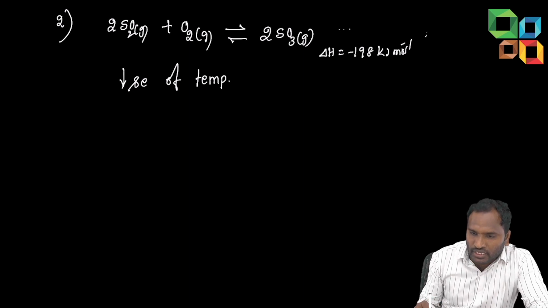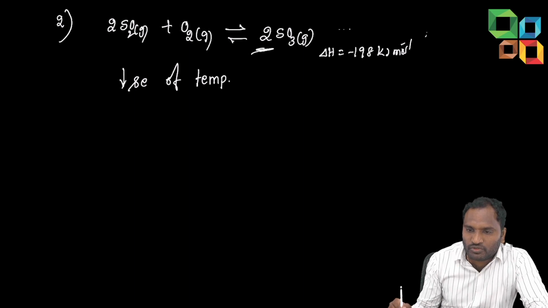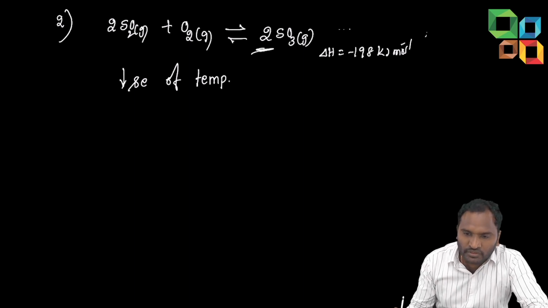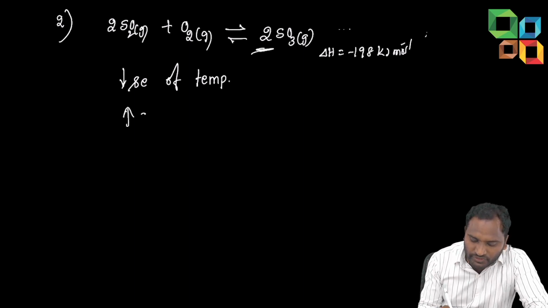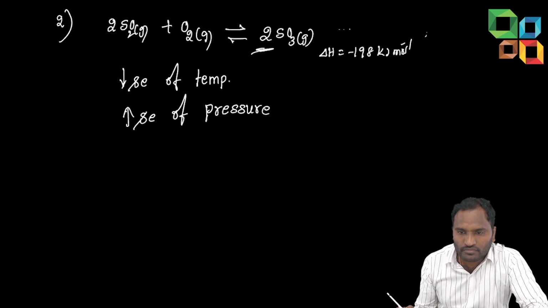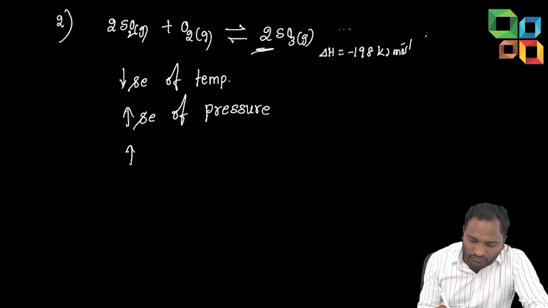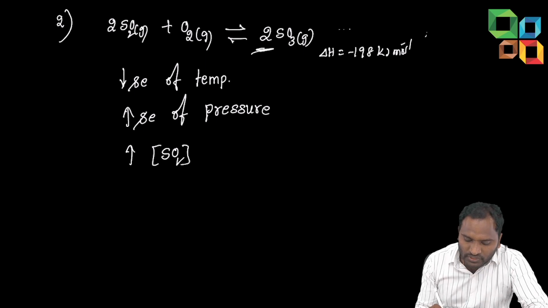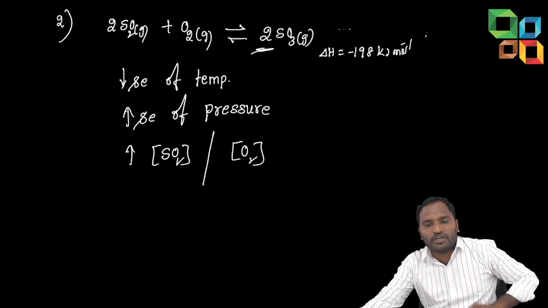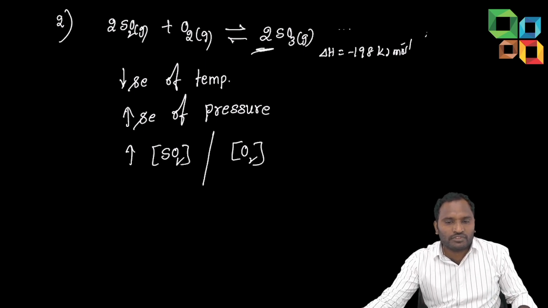Tripti, correct answer. And here the product side number of moles is less, so increase of pressure is favorable. One more thing, increase of concentration of SO2. If I write in square brackets, it is concentration. Increase of concentration of SO2 or increase of concentration of O2, both are favorable towards formation of SO3 or the forward reaction. Aishwarya, got it?